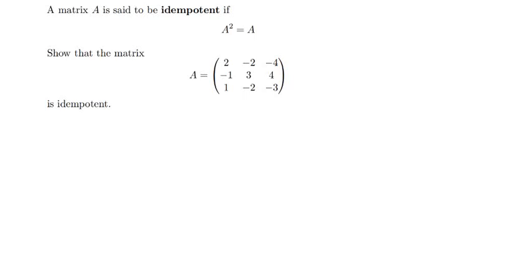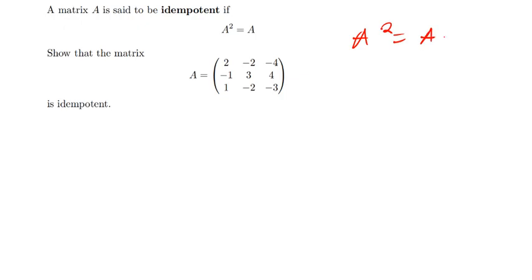So let's talk about idempotent matrices. A matrix is defined as idempotent if the square of the matrix remains unchanged. So what do we mean? If you have matrix A, you square matrix A, and the result remains the same as A.